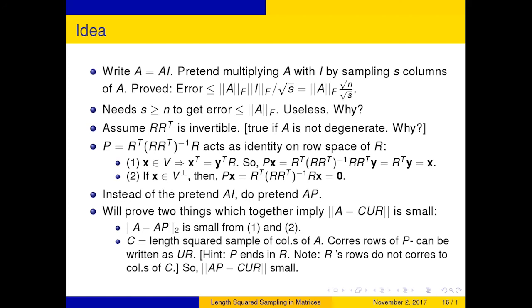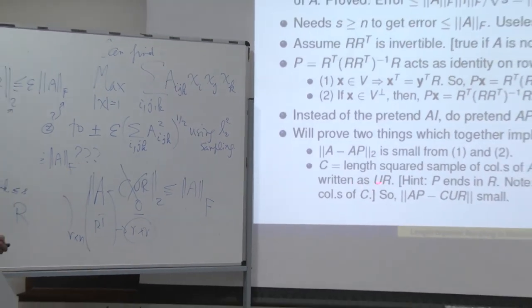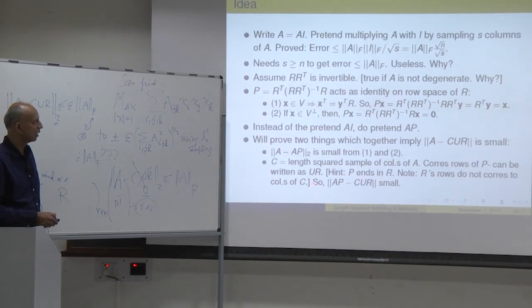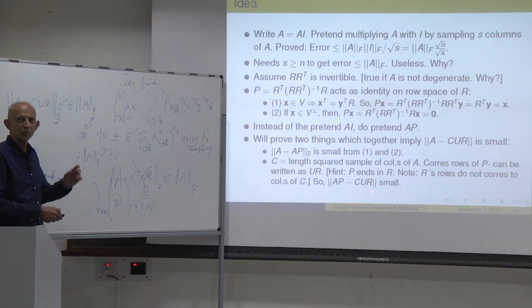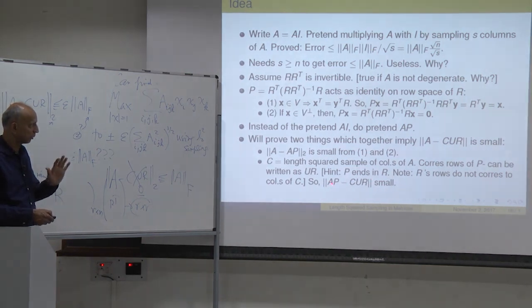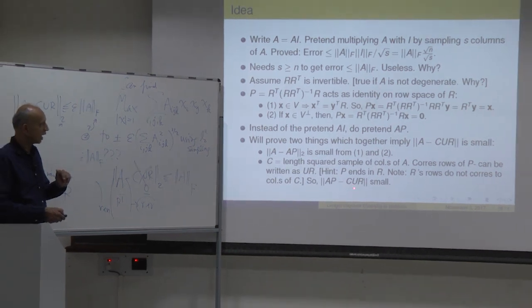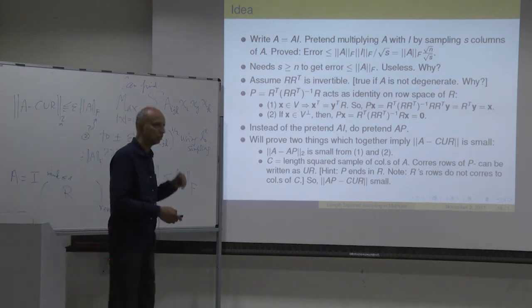Here's a hint why it might look like that: P ends in R, right? P is something times R. So some of the rows of P look like U times R. We'll see that. So this is small by another application of the matrix multiplication theorem. It is as if we are doing a multiplication of A and P by picking sample columns of A and sample rows of P. We don't do these multiplications. They are not actually algorithmically being done. This is for the proof, right?